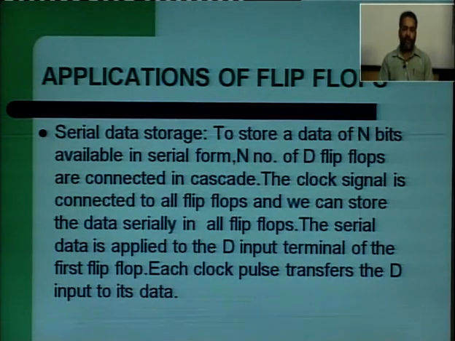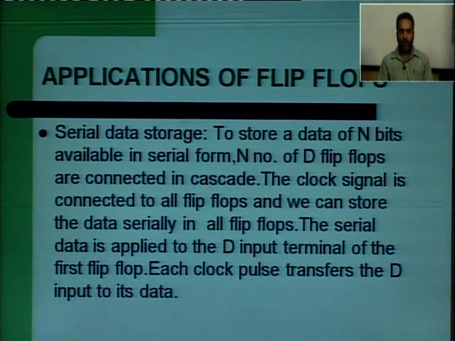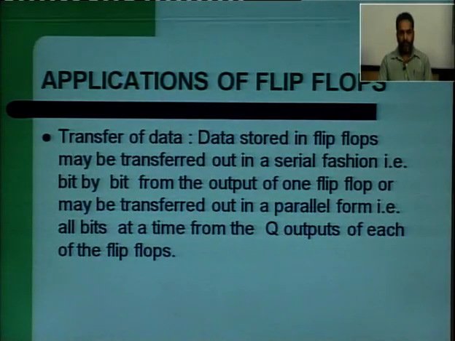Here the serial data is applied to the D input terminal of the first flip flop. Then each flip flop is connected in a cascaded form. So, with each clock pulse, the bits are transferred from input to output. Now, transfer of data means if you want to transfer the data from one place to another, from input to output. Data stored in flip flops may be transferred in a serial fashion, meaning bit by bit, one bit at a time, or the data may be transferred out in parallel form. Parallel means all the bits are transferred at the same time.